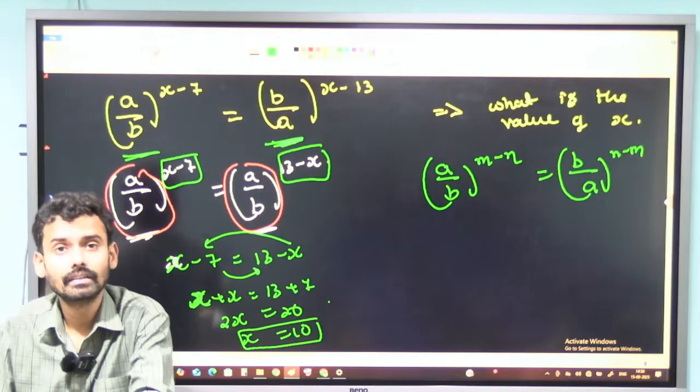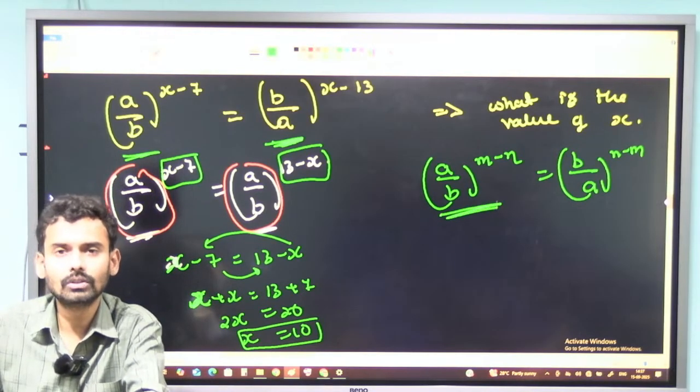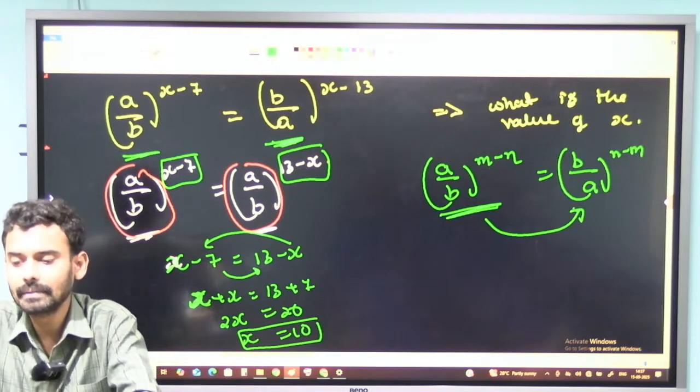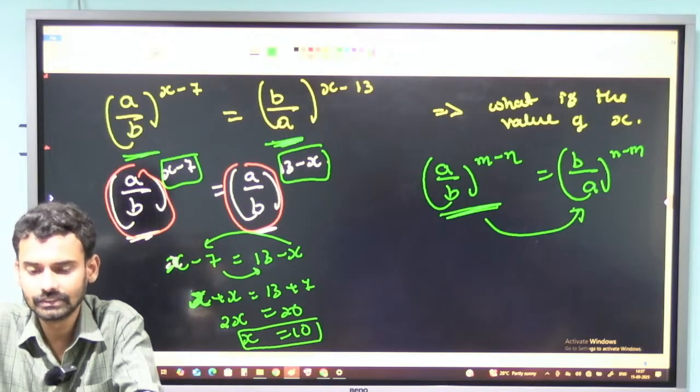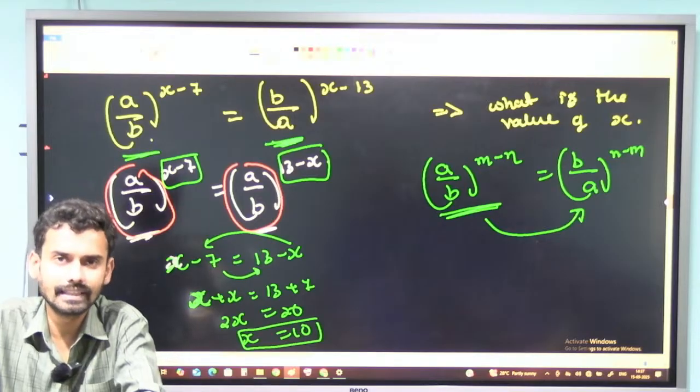So, again here we have used two laws. One, if I take a by b to the power of m minus n and interchange the base, then I will get b by a to the power of n minus m. This is the first rule. And the second rule, as usual, is that when the bases are the same, we are equating the powers.